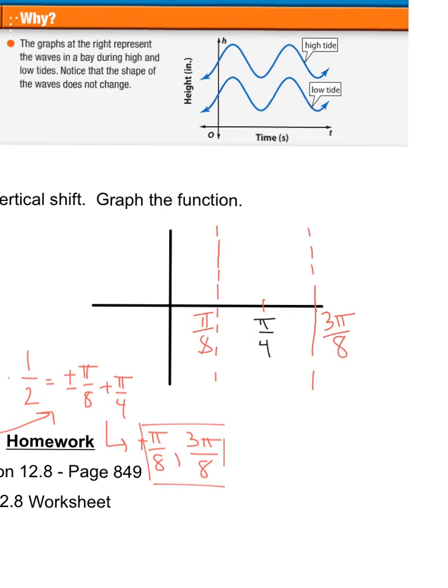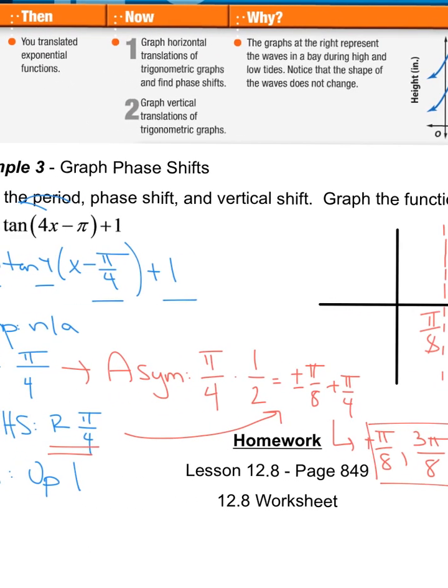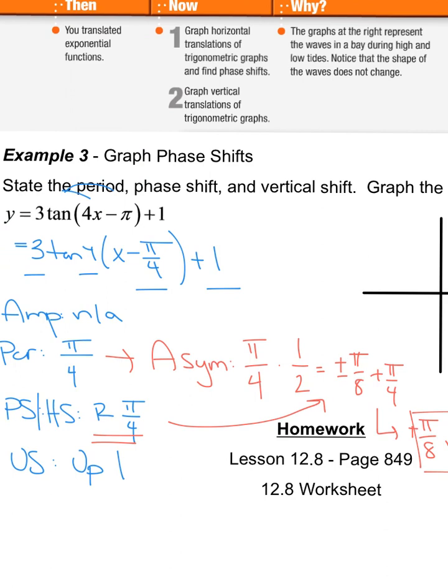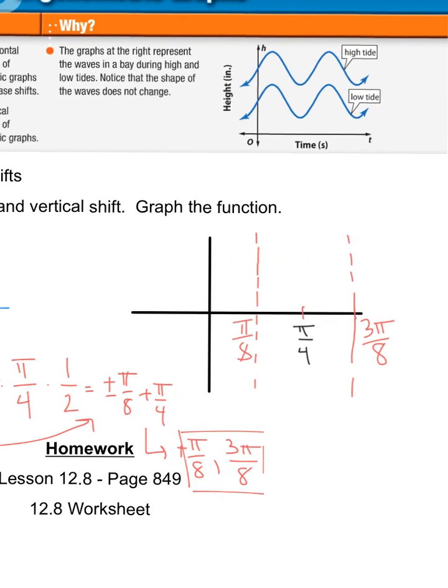And oh my gosh, look at that shift. It's right pi fourths. Remember, with tangent graphs, we normally were centered at 0. So it would make sense that our graph is now centered at pi fourths since we shifted to the right pi fourths. Then we do everything the same as before.